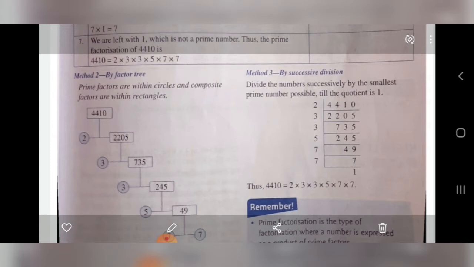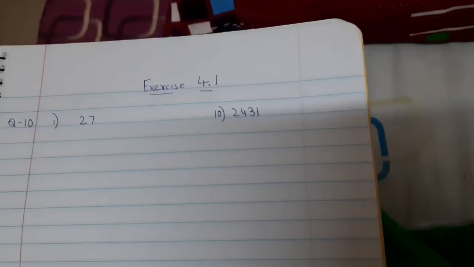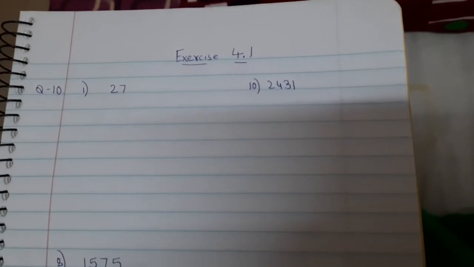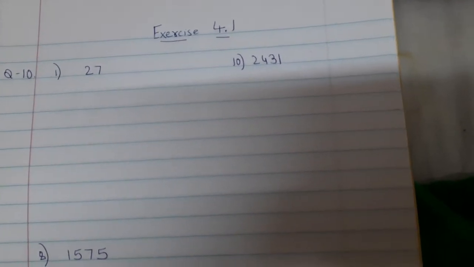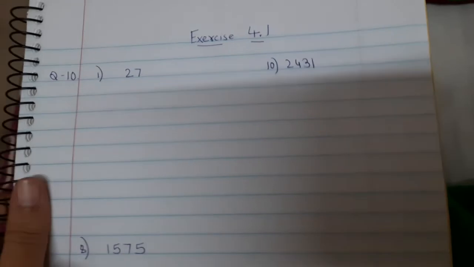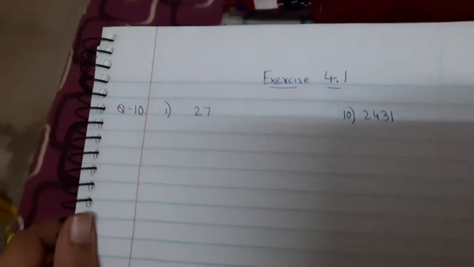Now let us start exercise 4.1. Let us solve exercise 4.1, question number 10. Here, whatever we have understood, we are going to apply that. We have to find the factors with prime factorization method. Okay. So, I will be doing randomly 3 sums and I will explain all these 3 sums to you. And all other sums, I will be sending you the PDF file. Okay, so first one is 27.